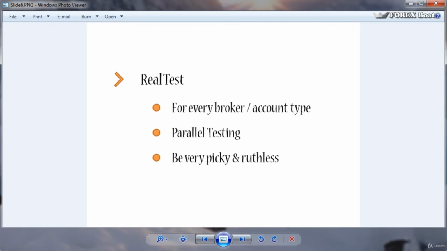And also you need to run this mini real test because the real market conditions can be very different to what you were used to on your previous broker or account type, and that can impact the profitability of your expert advisor, and you don't want to uncover that on a large scale real account. If that is the case, you want to see it on a small account so that your losses are minimized.